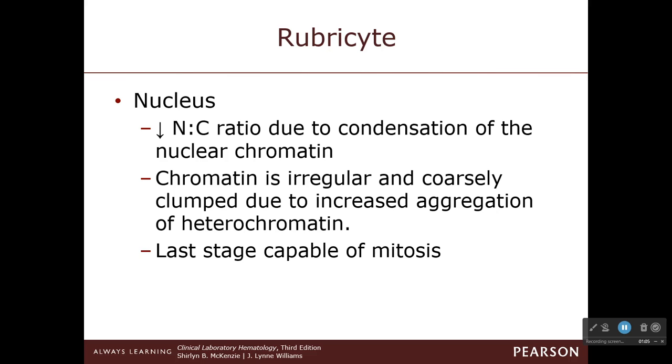Nucleus, definitely a decrease in the N:C ratio. Chromatin is very, very condensed, irregular. This is the one I was talking about, almost looks like a brain. You get good ridges and valleys in it. Okay? This is the last stage capable of mitosis. Once we get to the metarubricyte stage, the next stage, there is no more mitosis occurring. They terminally differentiate into what you have after that stage. Okay?